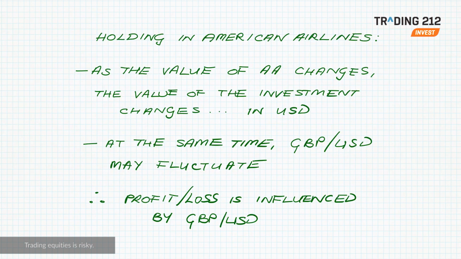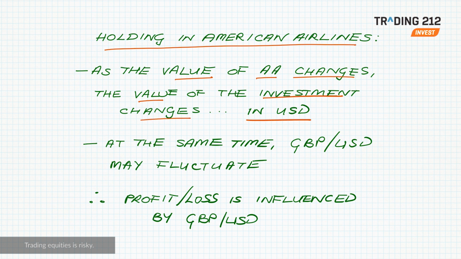So one extra wrinkle that we introduced into the investing picture, and you'll notice that from the calculations that we just ran through, was the exchange rate of the pound against the dollar. And that's going to continue to play a part in the investment for as long as we hold it. And that's because for our holding in American Airlines, as the value of each share changes, it naturally follows that the value of our investment changes, but in US dollars. And at the same time, of course, the exchange rate of the pound against the US dollar may be fluctuating. And therefore, our profit and loss is influenced by the FX rate of the pound against the US dollar.